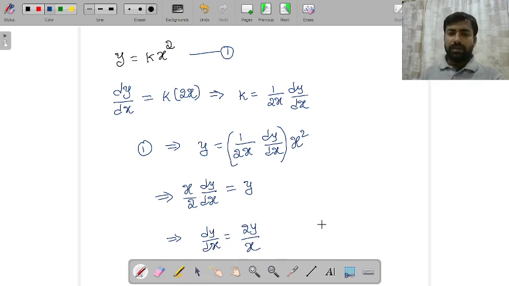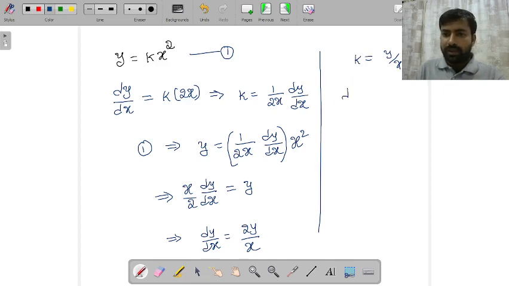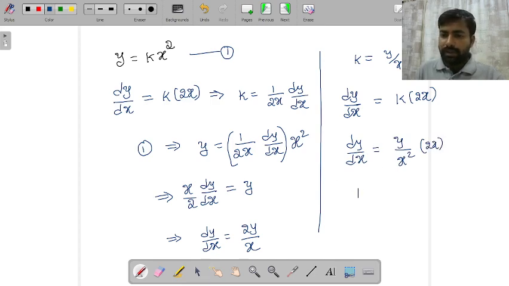Okay, so this is how you can eliminate the constant. Either you can do it in this way, or the other way is this. From the first equation you write k is nothing but y by x square. Now substitute this here, that is dy by dx equal to k into 2x, right? So if I substitute k here, dy by dx equal to y by x square into 2x. Now if you simplify this, finally we end up with dy by dx equal to 2y by x.